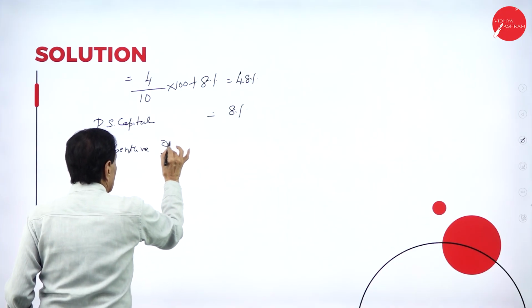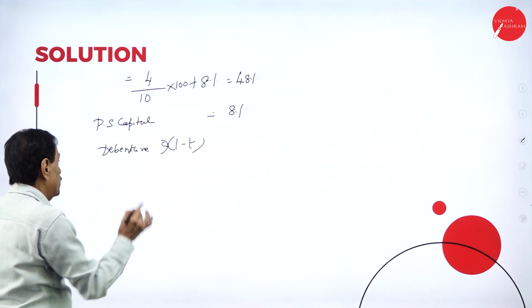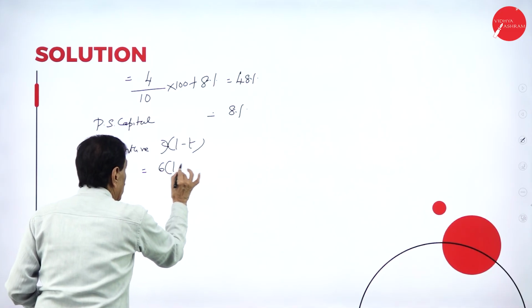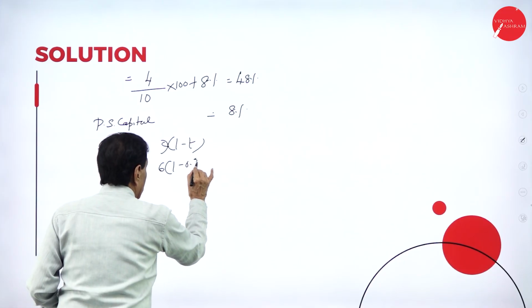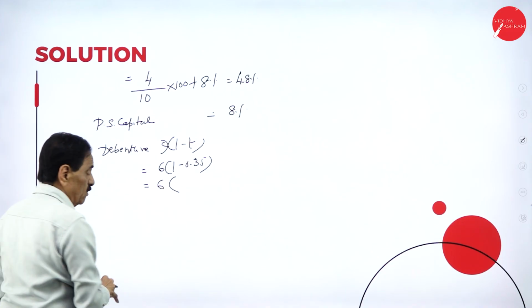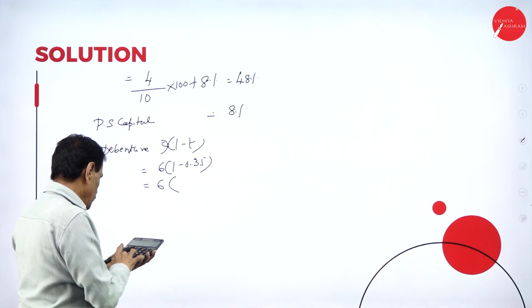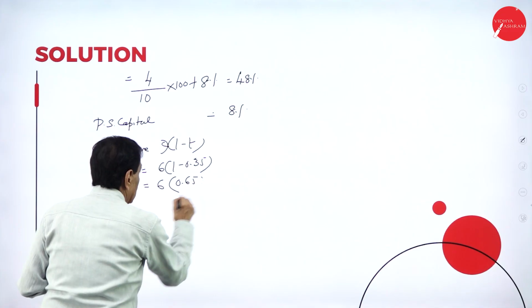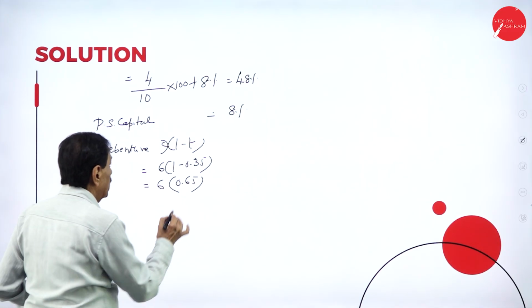I into 1 minus T. I means interest rate into 1 minus T. What's your interest rate? 6 into 1 minus T. What's your tax rate? 35%, 0.35. This is 6 into 1 minus 0.35. 1 minus 0.35 is 0.65. 0.65 into 6 is 3.9%.